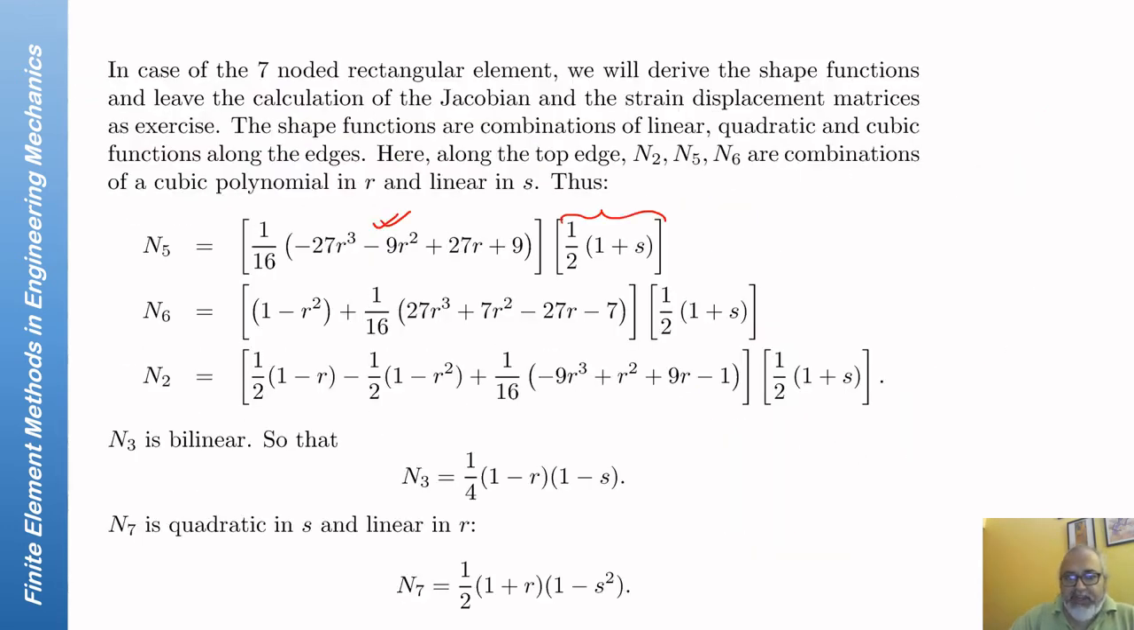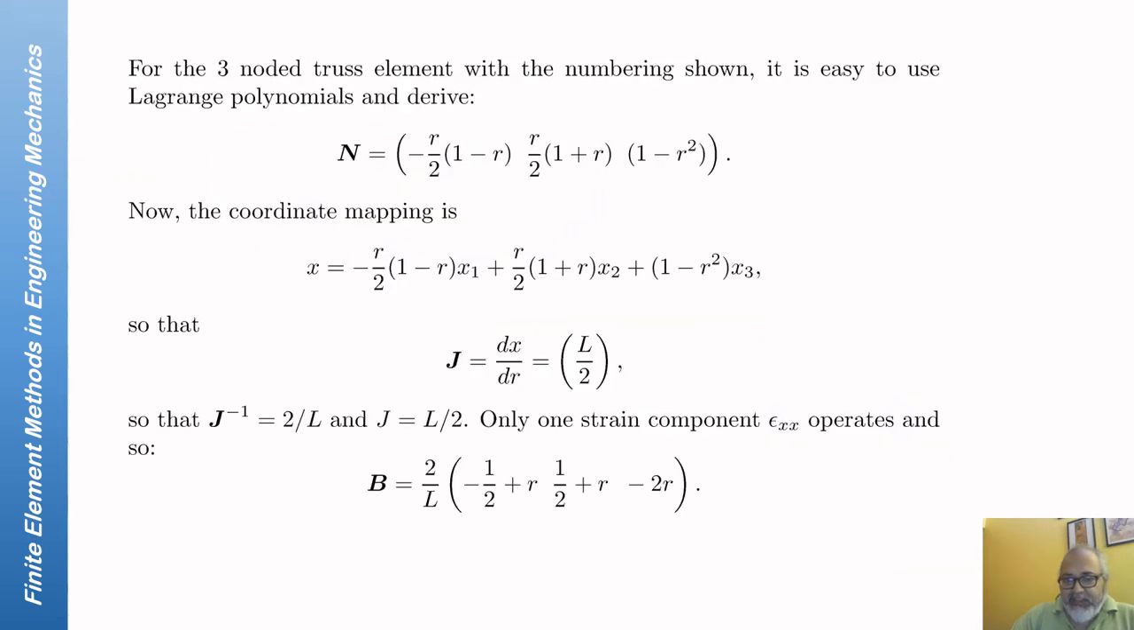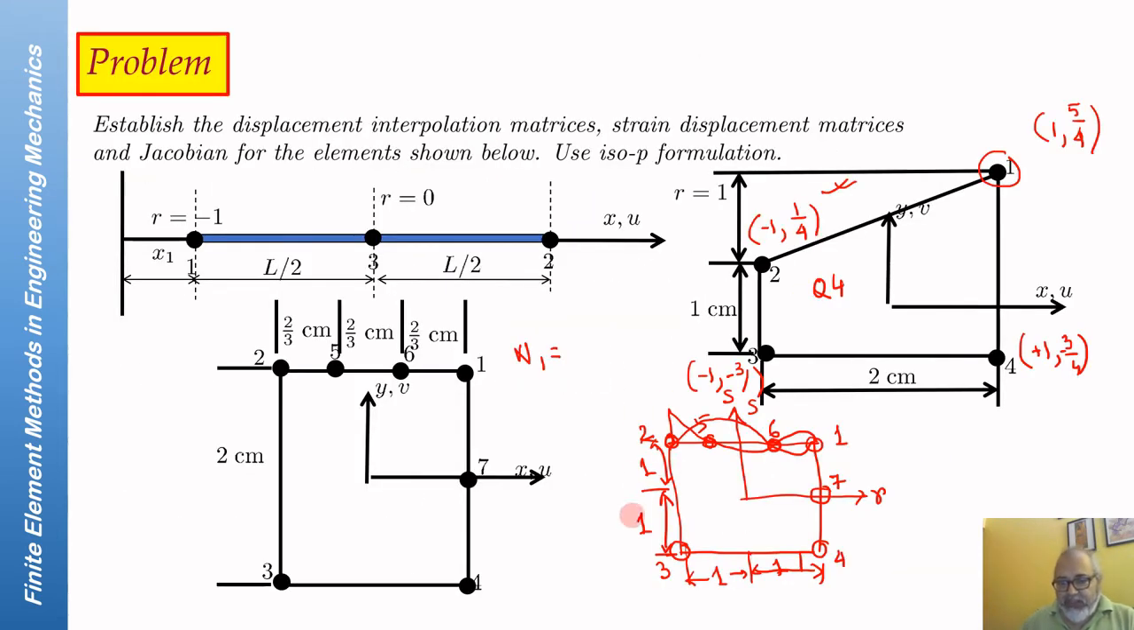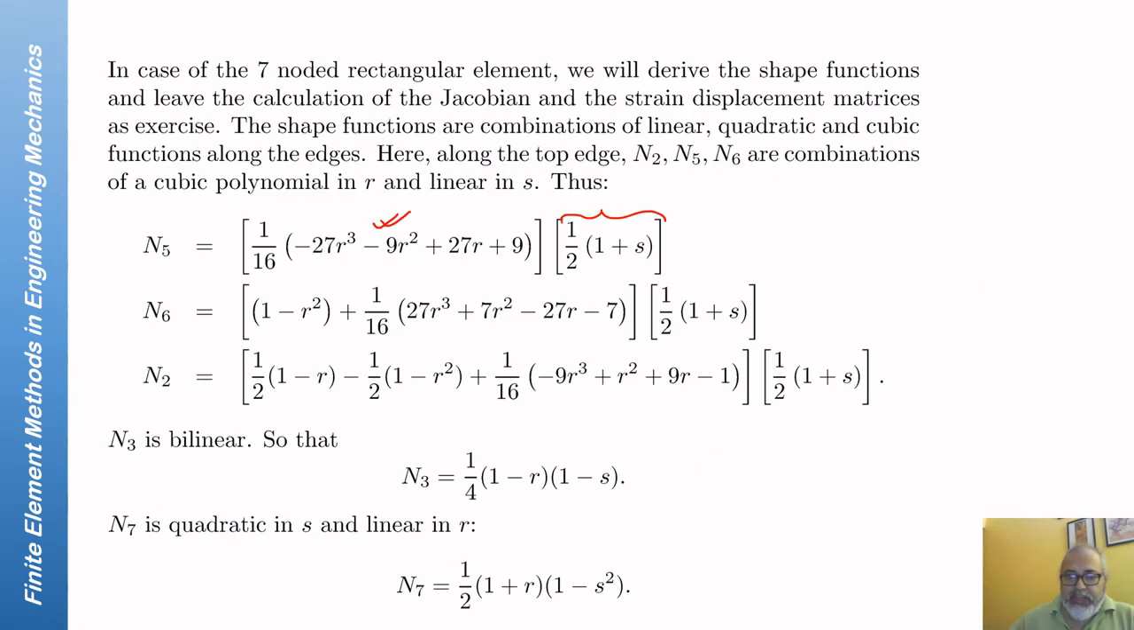Let us look at the other nodes now. If you look at n3, you will see that n3 has to be bilinear. So n3 is linear in this direction. There are two nodes along this. So n3 would be bilinear. Take two Lagrange polynomials which are linear in R and linear in S, which has to be 1 here, 0 here, 1 here, 0 here, and then you get n3 to be this.